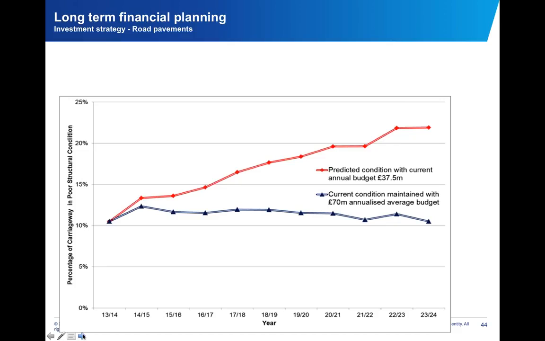And from those, obviously, we can clearly predict what budget we currently have and what budget we require to maintain a level of service. And from that, we very much build up the case for investment. This is an example of road pavements. Next slide, please.